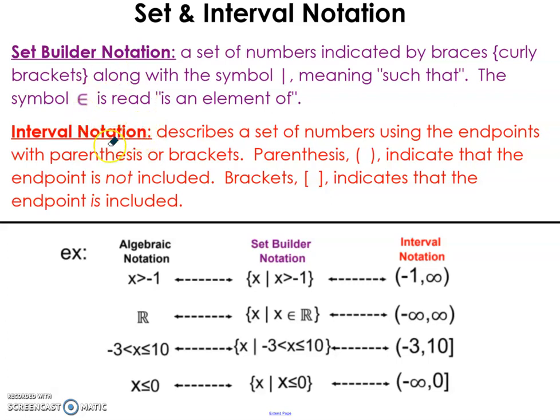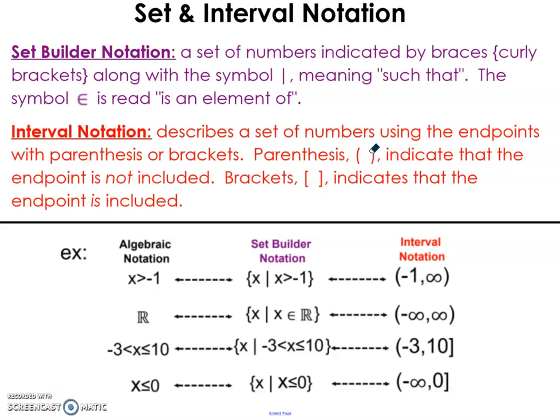And the other type of notation is called interval notation, and that describes a set of numbers using the endpoints with parentheses or brackets. Parentheses, which are the rounded ones, indicate that the endpoint is not included, and brackets, that are the square ones, indicate that the endpoint is included.